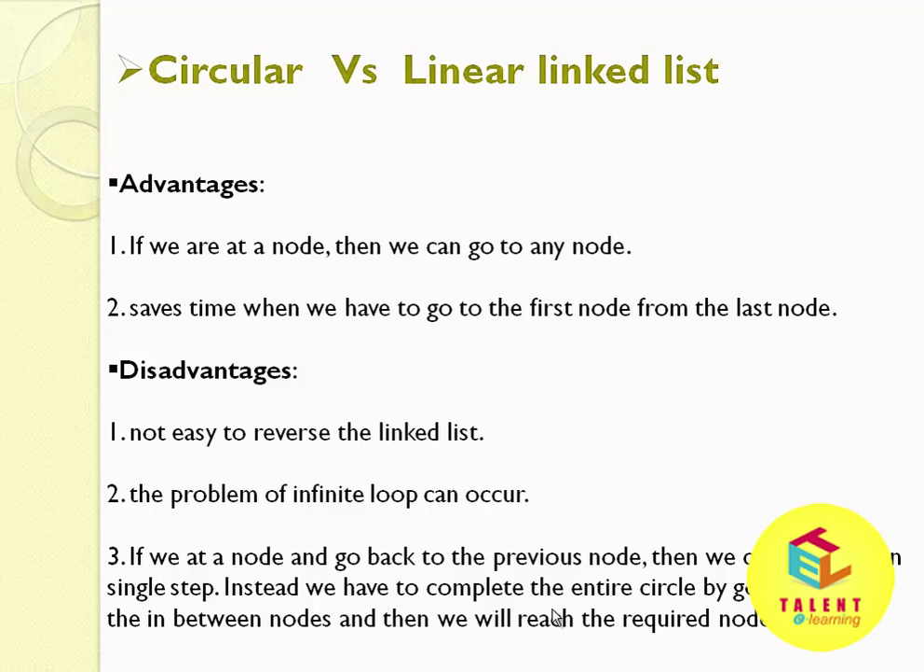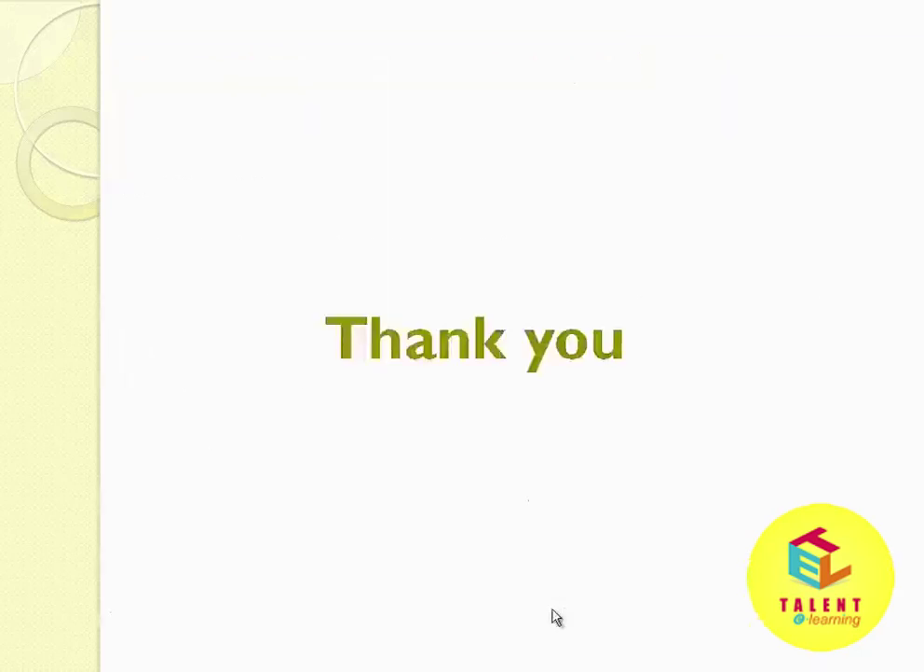Now the disadvantages. 1. It is not easy to reverse the linked list when it is a circular linked list. 2. In a circular linked list, we need to check that the problem of infinite loop should not occur. Third, if we are at a node and go back to previous node, then we cannot do it in single step. Instead, we have to complete the entire circle by going through the in-between nodes, and then we will reach the required node. Thank you.